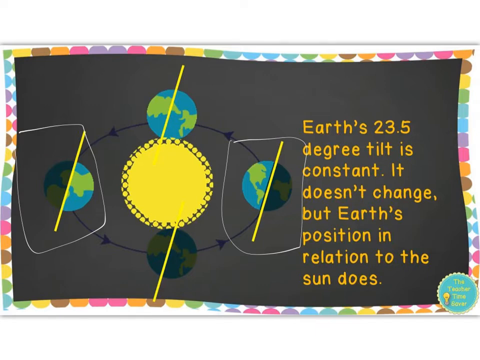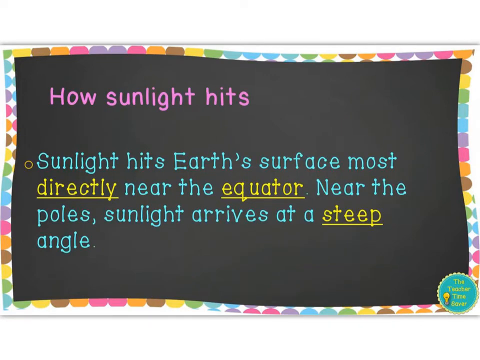What will change is Earth's position relative to the sun. It does get further and closer to the sun, but that's not, again, the reason why we have our seasons. Now, how sunlight hits. Sunlight is going to hit directly and indirectly at certain locations. We learned that when we were going over climate. Sunlight hits Earth's surface most directly near the equator. When we went over climate, we learned that the equator is always pretty warm, because it's getting a lot of direct sunlight year-round, whereas the poles are generally always cold. They're not seeing much seasonal change, because they're always getting indirect sunlight.